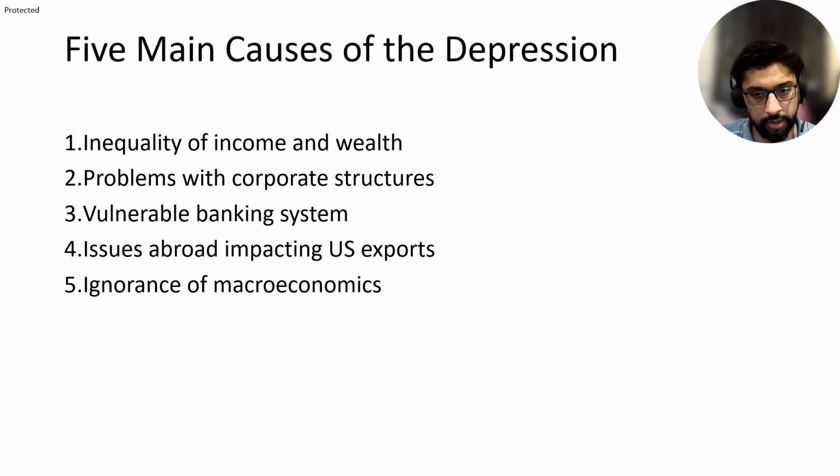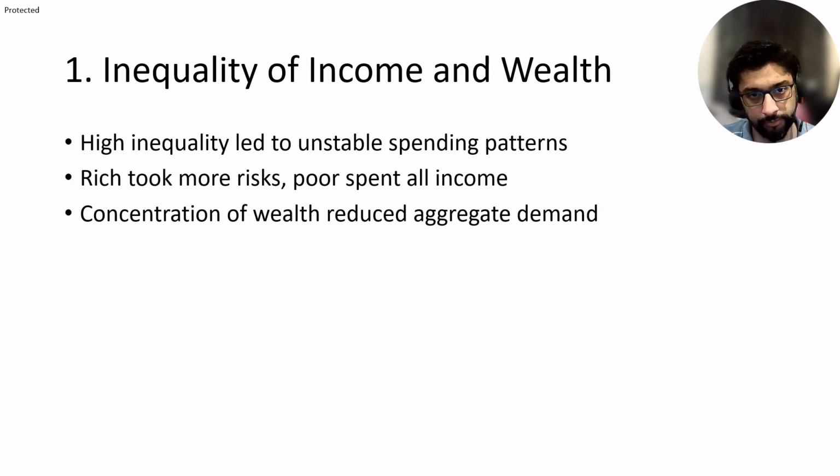So what caused the Great Depression? We're going to look at 5 main causes. The first is the inequality of income and wealth, which is the disparity in the distribution. The second is the problems with the corporate structures. Third is the vulnerable banking system. The fourth point is issues abroad impacting US exports. And the last one is ignorance of macroeconomics. So let's have a look at each one of these in detail.